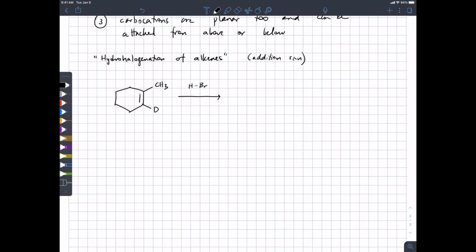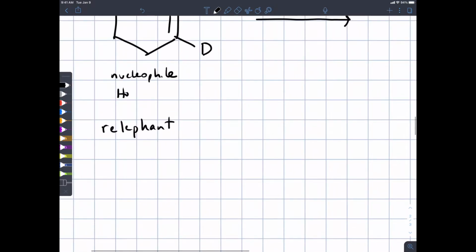So HBr is our electrophile. The relevant orbital in our electrophile is the LUMO, and that would have to be the hydrogen bromine sigma star. The nucleophile is our olefin, and the relevant, I said that wrong. Relevant.